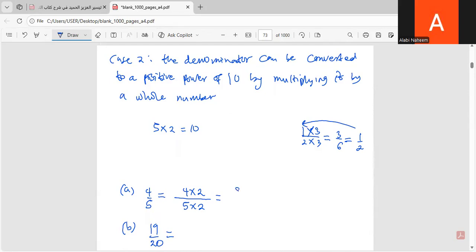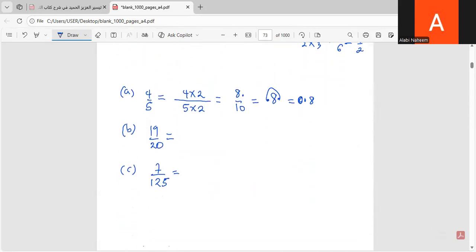So 4 times 2 is 8, 5 times 2 is 10. Let's divide. 8, the decimal point is at the end here, right? Move it to the left just once, because 10 has one 0. This is where the decimal point is. That's 0.8, right? Then you add the 0. 0.8. As simple as that.